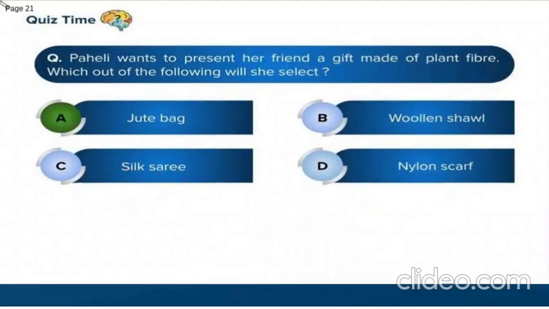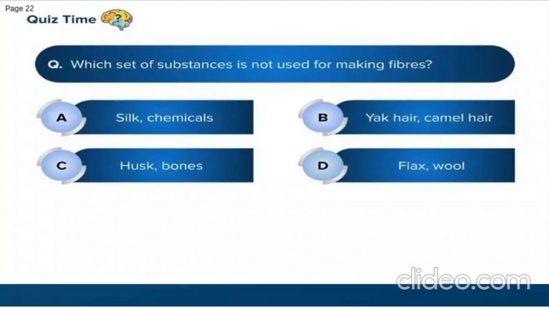I hope you guys are answering in the live chat. Which set of substances is not used for making fibers? If I want to make fibers, which is not used? Silk, chemicals, yak hair, camel hair, husk and bones, flax and wool. What is not used? So 10 seconds. One, two, three, 4, 5, 6, 7, 8, 9, and 10.